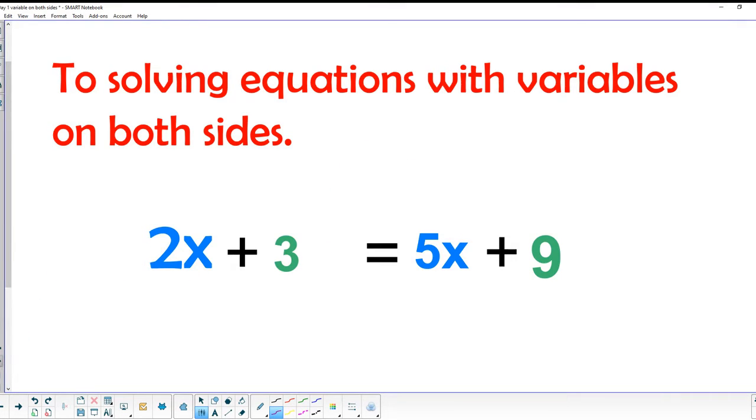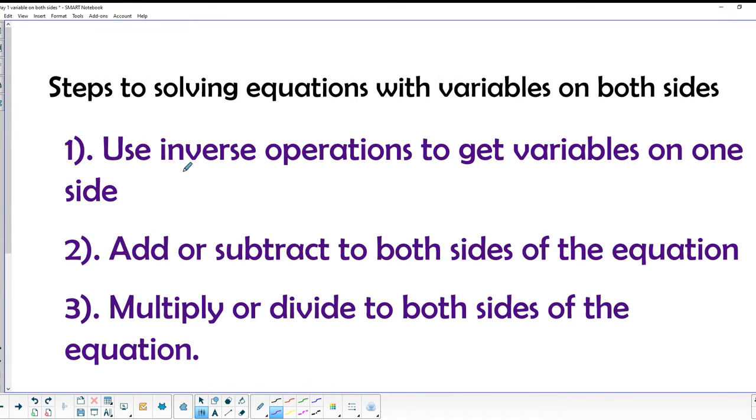And so what's the step-by-step process? Well, first we use inverse operations to get variables on one side. Oftentimes we go to the left side with the variables, and we put the numbers on the other side. And if we move the variables to the left side, that would mean we would put the numbers on the right side. Or you could do it in reverse order. Number 2, we add or subtract to both sides of the equation to get the variable term all by itself. And then we multiply or divide to both sides of the equation to finish off the last step.